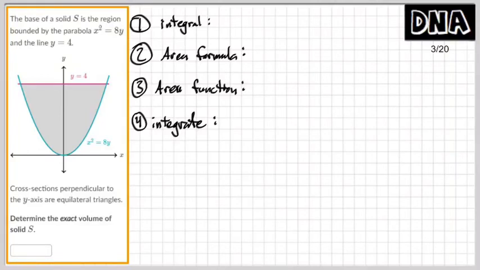All right, here's your steps. We have to figure out the integral. We got to figure out the area formula, area function, and then we got to integrate. This says the base of a solid is S right here. This region is bounded by this parabola and y equals 4.